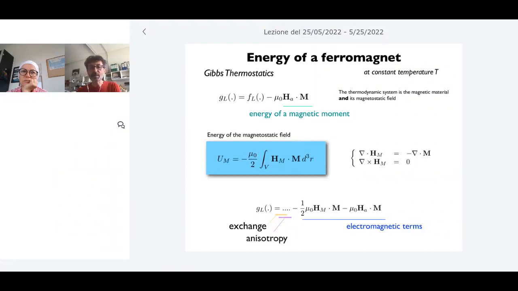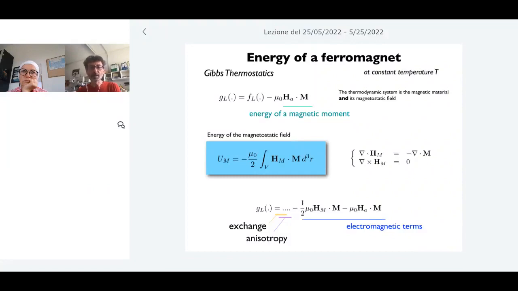That term is exactly the energy of a magnetic moment if I integrate it over the volume. So that's the energy of that magnetic body with the magnetization M for being in an external field, in an applied field HA. So it's exactly in the spirit of the Gibbs potential. You subtract, or you sum actually, because there is a minus sign, the energy for this object for being in its external field.